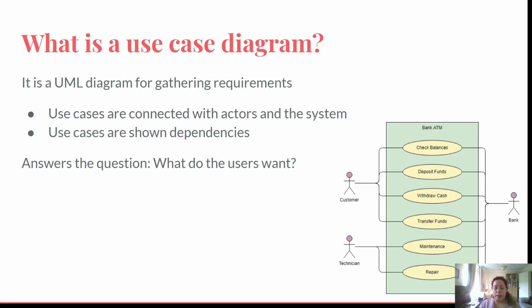They can be connected to show dependency, inclusion, and exclusion relationships, and the main purpose of modeling use cases in a use case diagram is to establish a solid foundation of the system by identifying what the users want.